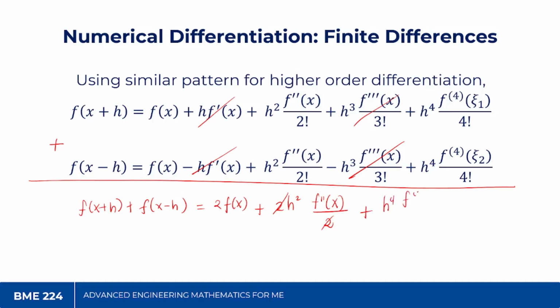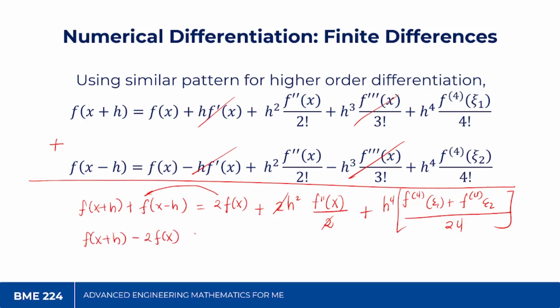Then, f4 of e1 plus f4 of e2, no? Yan yun. And then, we have here, 4 factorial is 24. 4 times 3, which is 12 times 2, which is 24. Okay, yan na yun. And then, ito, isolate natin yung, basically, yung f double prime, isolate natin, no? So, f of x plus h, ito, from positive, magiging negative yan. And then, we have here plus f of x minus h, no?